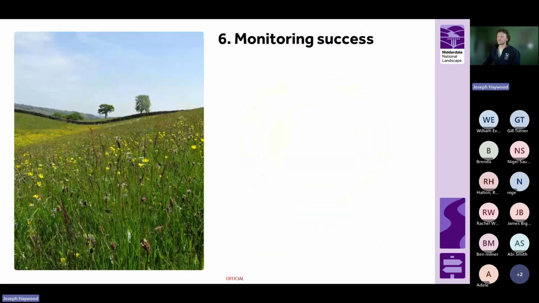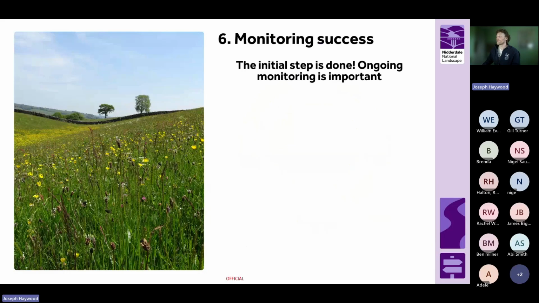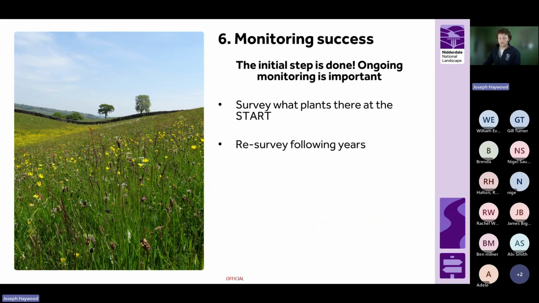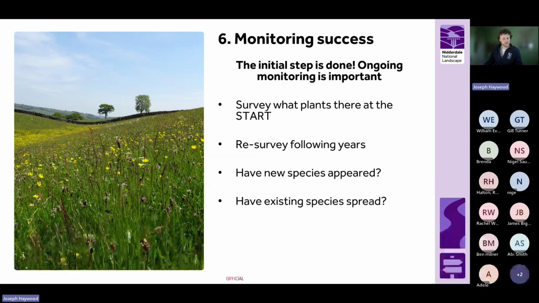So you've done all the hard work, and it's important now to monitor your success. What we always do is a vegetation survey before and then another survey in the following years. And we're looking at, have new species appeared? Are the existing species that were there initially spreading more? Has the percentage cover of grass reduced and the percentage cover of wildflowers increased?